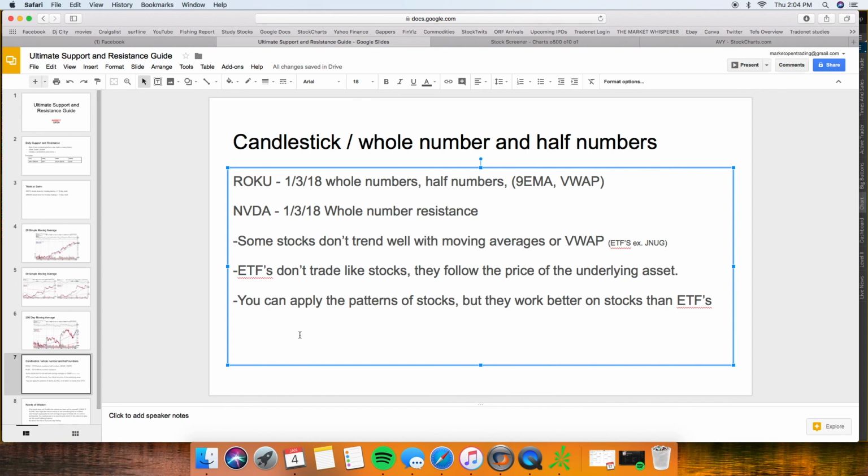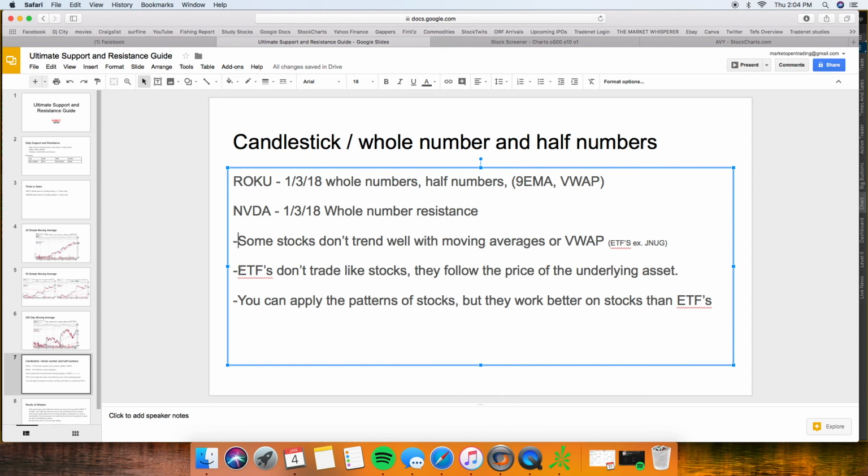Can you apply patterns to it? Of course you can. But is it more secure to do it on a stock where people are looking for those sort of things? It would be a lot safer for you to do it on a stock, yes. Will JNUG throw out some sort of pattern that you can probably follow? Yes. Is it as safe? No, it's not. So if you're going to try to apply something that's meant for stocks into an ETF or something like that, be prepared to probably take more losses. Just going to throw that out there.